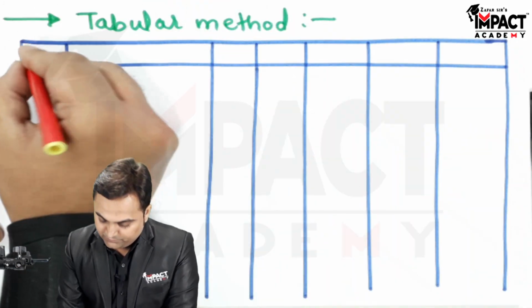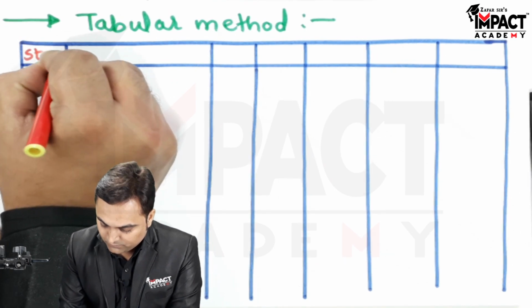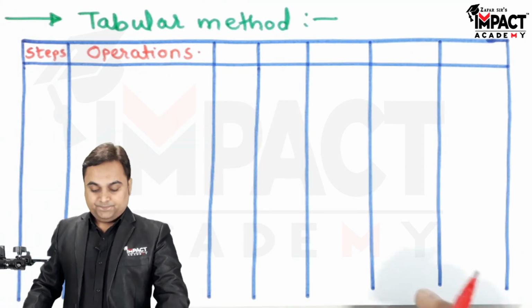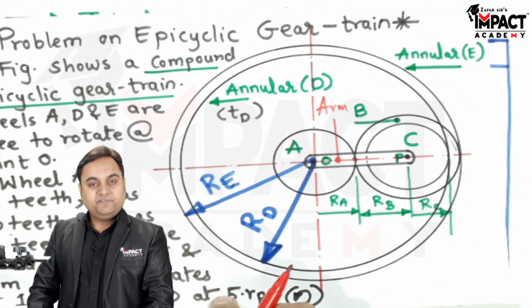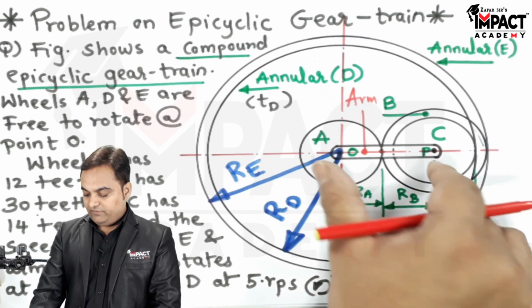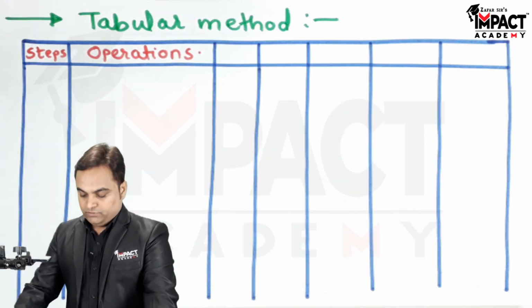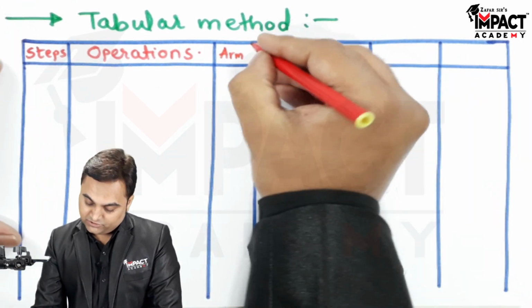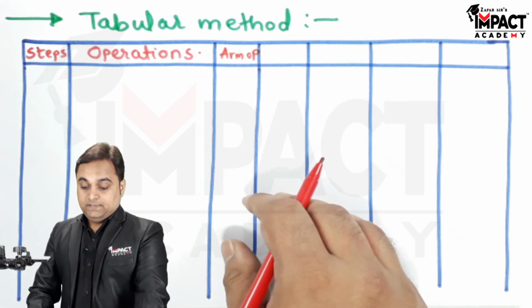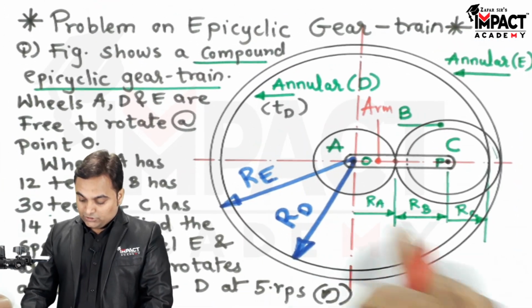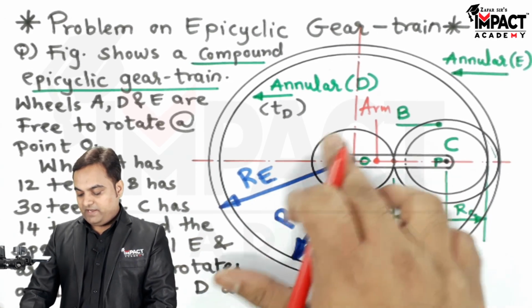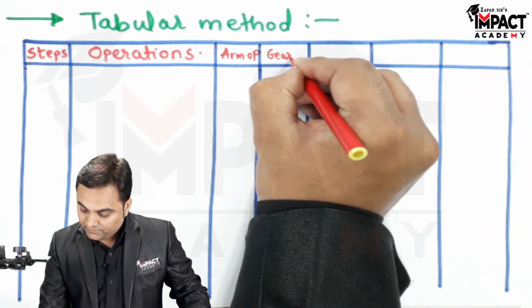So here the first column is for the number of steps, then for the operations. Next, whenever we have a problem on epicyclic gear train, and in that we have this arm, the column should be for the arm first, and this is arm OP. Then the speed of rotation of A is given, so I would be starting with the speed of gear A.